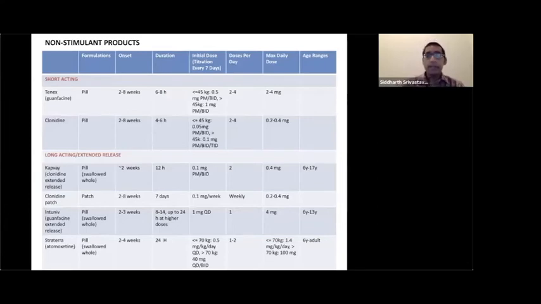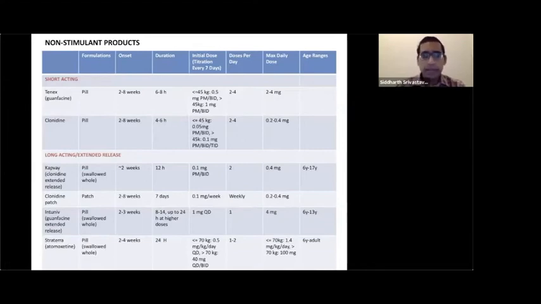Here are the non-stimulant options. Short-acting options include guanfacine and clonidine. They come as pills, which are given 2 to 4 times a day. Each dose lasts anywhere from 4 to 8 hours or so. Keep in mind it takes a couple of weeks before you notice improvement in symptoms.